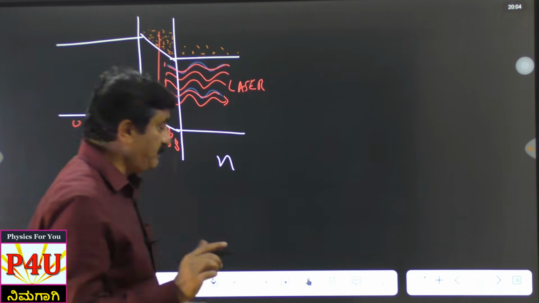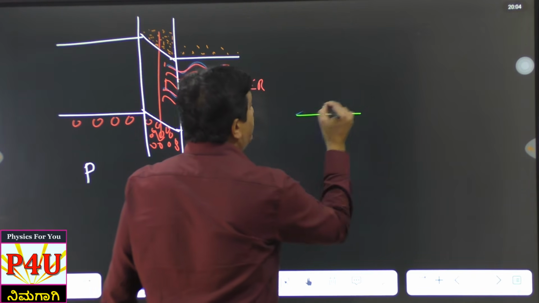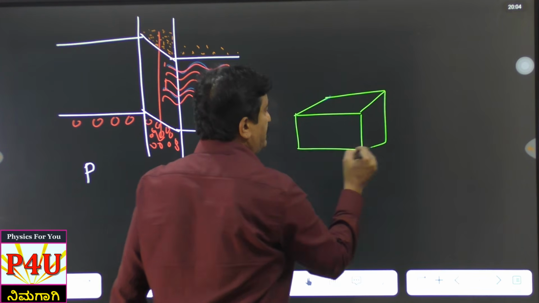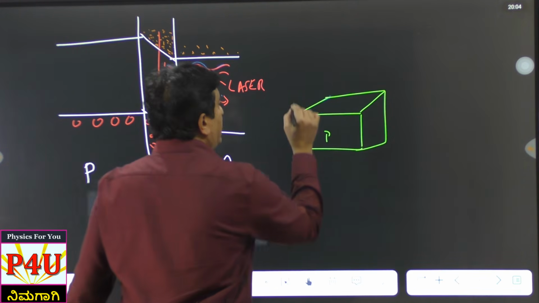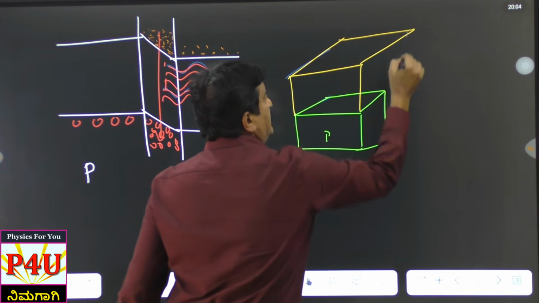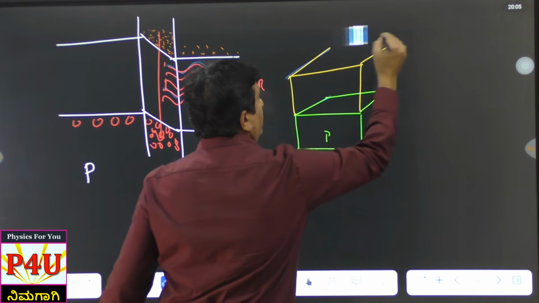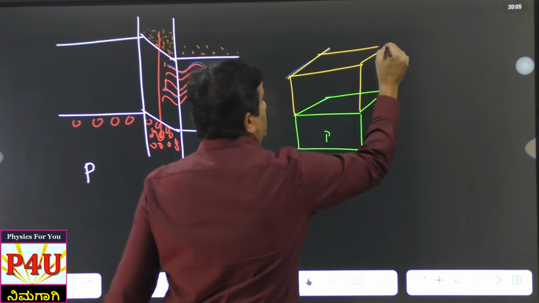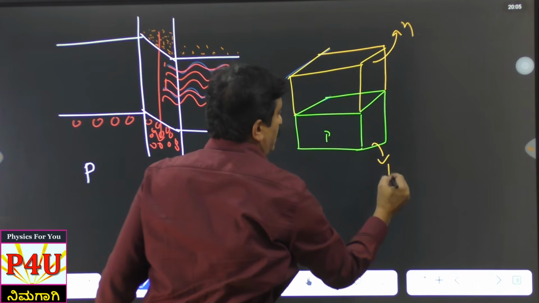Now coming to the construction part. Obviously there will be one p-type semiconductor. On the top of it there will be one n-type semiconductor. So like this, this is n-type and this is p-type.